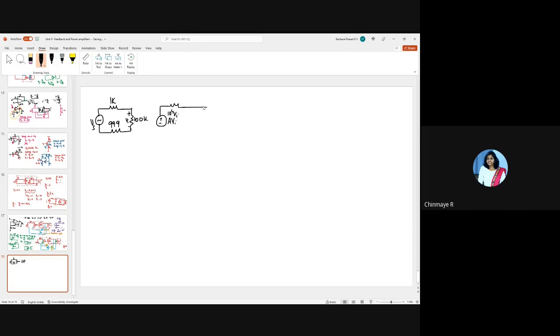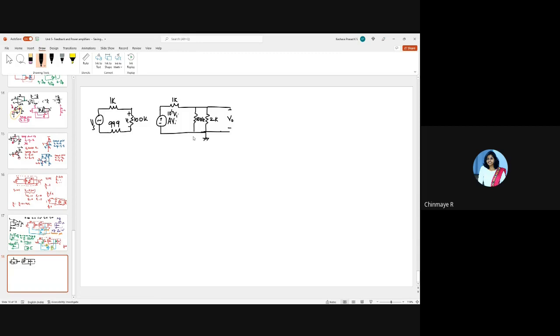And then this is R naught. What was the value of R naught? 1K. Okay, thank you. And then you have the load here, 2K. This is the point at which you're taking the output voltage V naught, right? This is at ground. And then you have Rx here, which is approximately 1 mega plus 1K.